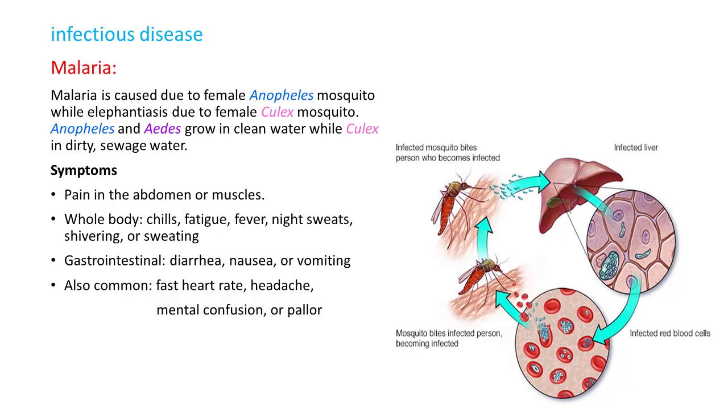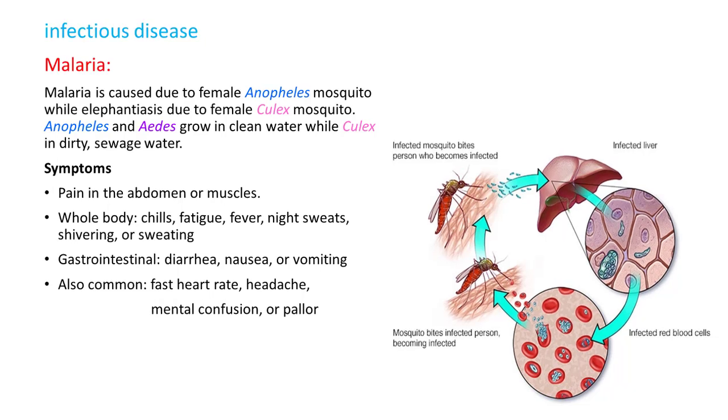Symptoms of malaria: pain in the abdomen or muscles, effect on the whole body, chills, fatigue, fever, night sweats, shivering or sweating. Gastrointestinal problems like diarrhea, nausea or vomiting. Also, there are some common symptoms like fast heart rate, headache, mental confusion or pallor.